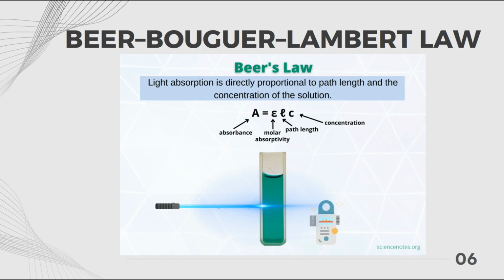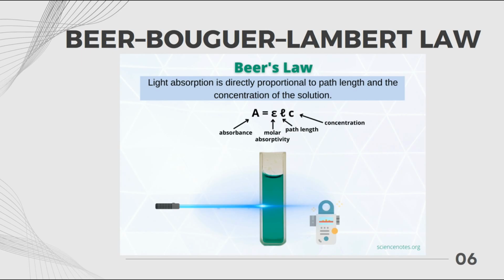So what does this law state? It states that light absorption is directly proportional to the path length and the concentration of the solution. Really very simple equation, which tells us that absorbance is a function of what? Of molar absorptivity, which means some empirical coefficient of our analyte. It means just to which extent something absorbs light.